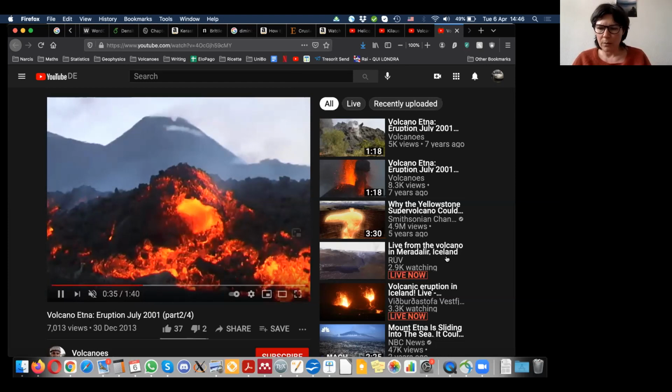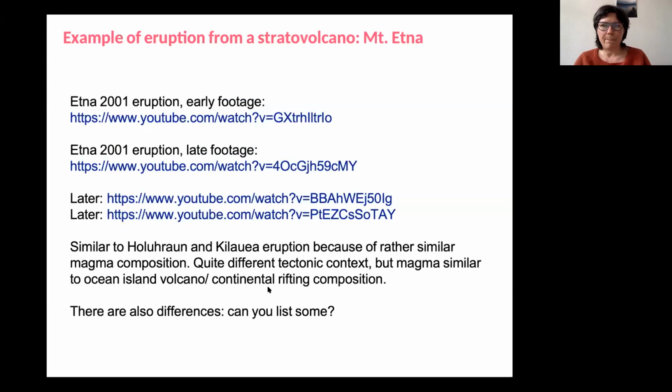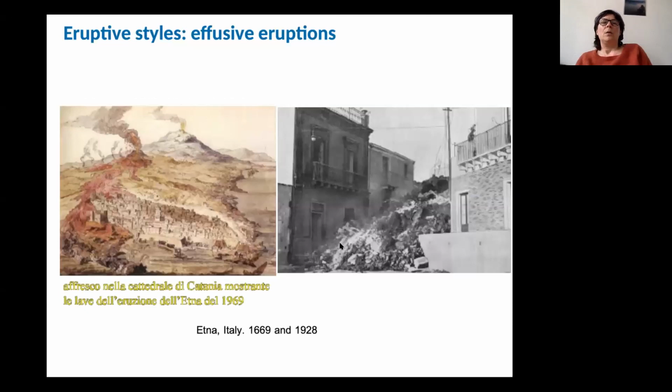Okay, there are other movies you can have a look at if you like. So then we can see that some eruptions are effusive, but they can also travel kilometers and kilometers, and therefore they can also build some hazards because they can reach down the flank and invade some towns or cities.